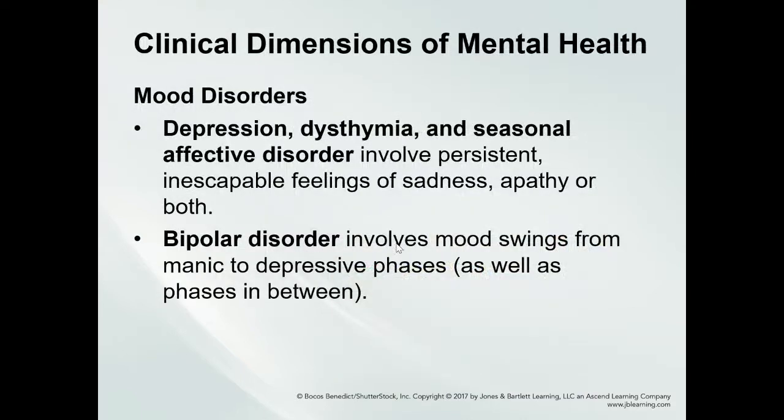If we look at clinical dimensions of mental health, we'll talk about some of the different mental health disorders and the categories. So one is mood disorders. This includes depression, dysthymia, and seasonal affective disorder. These all involve some persistent and inescapable feelings of sadness, apathy, or a combination of both. Bipolar disorder involves mood swings from manic, so being hyper and energetic and happy, to depressive phases. And then, of course, there are phases in between those as well. So think of it more as a spectrum, not as binary.